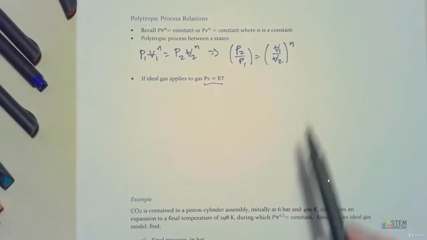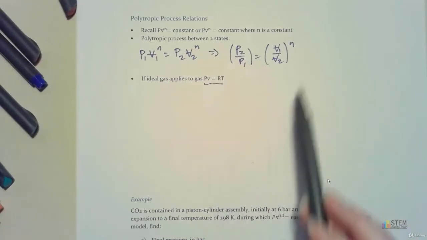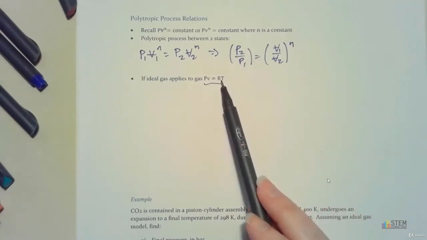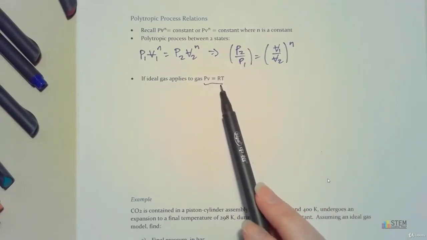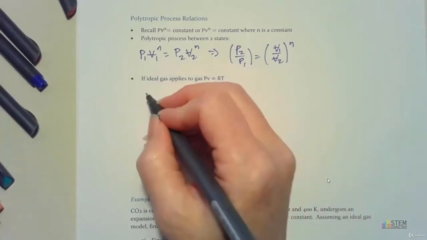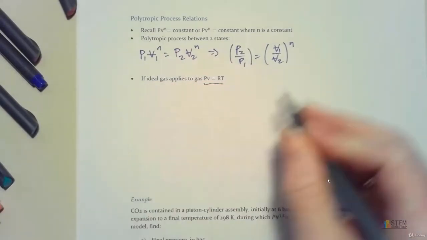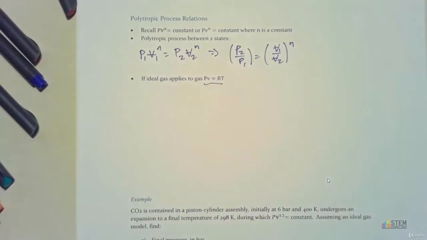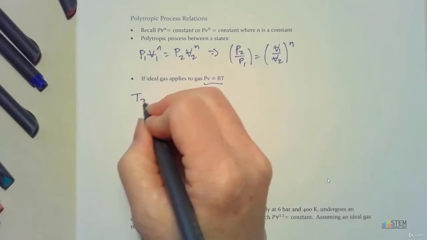Now, if we combine all of this stuff together, this equation with the fact that we have PV equals RT, then you can develop the following equations. And this derivation is in all of the textbooks. I don't really feel like we need to go through it on here, because we're only going to use the end result anyways.